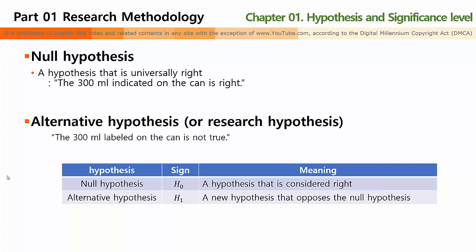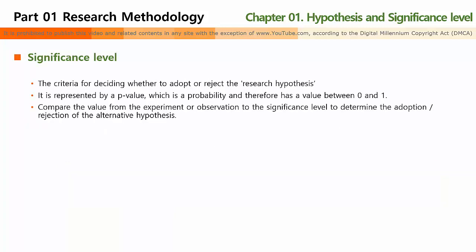In addition, the research hypothesis is expressed as an opposition to the 0 used in the null hypothesis, with 1 attached, which means a hypothesis that makes a new claim that is opposed to what is already considered right. If these two hypotheses are established, the study is to determine whether H0 is true or H1 is true. So, what are the criteria for making this judgment? We need two criteria to judge which hypothesis is right.